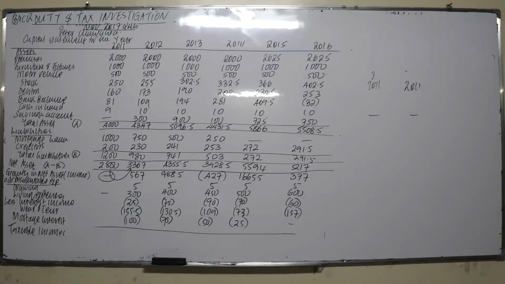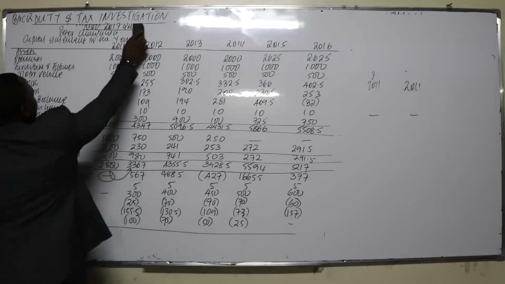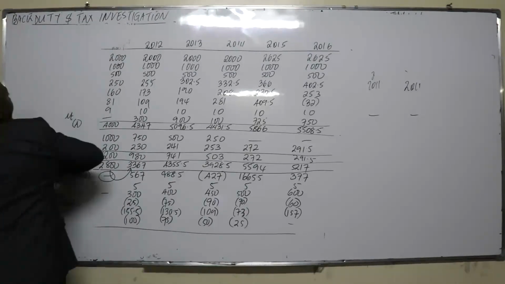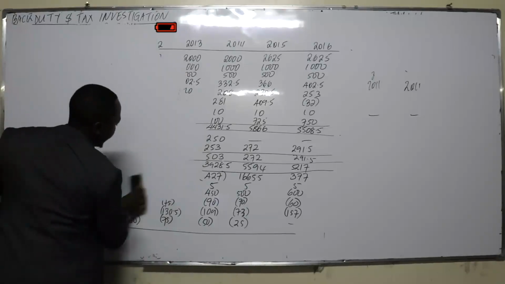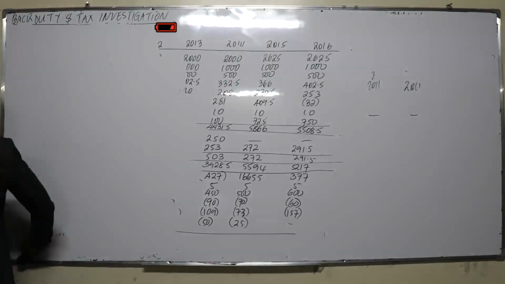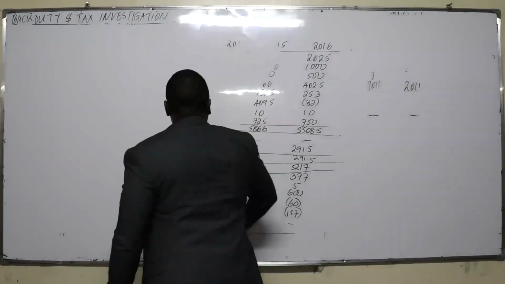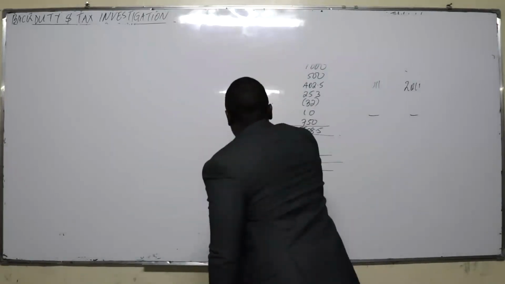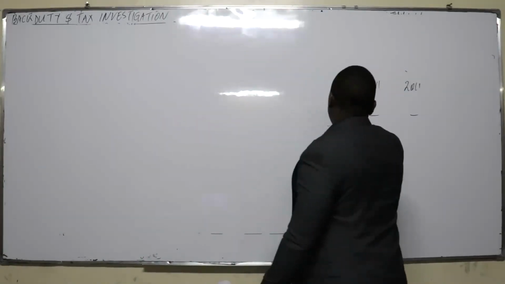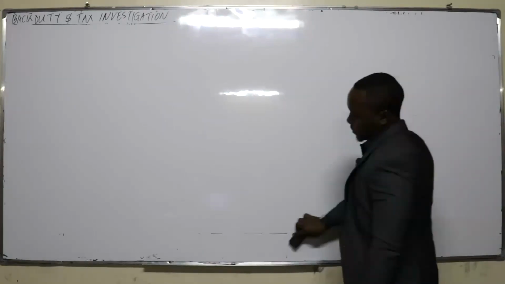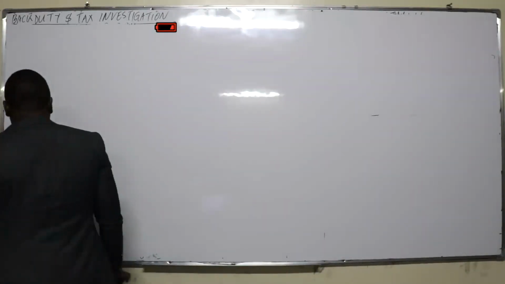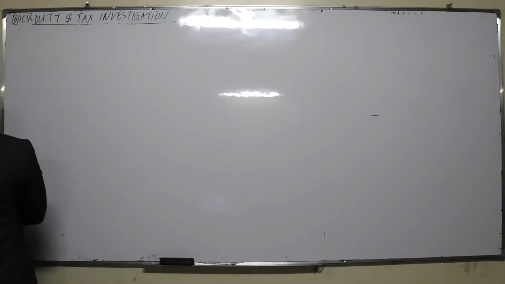So now let's look at anti-avoidance measures. We have what we call tax evasion and tax avoidance. The two are totally different. Tax avoidance is a legal way of minimizing your tax liability, while tax evasion is an illegal way of not paying the correct tax.